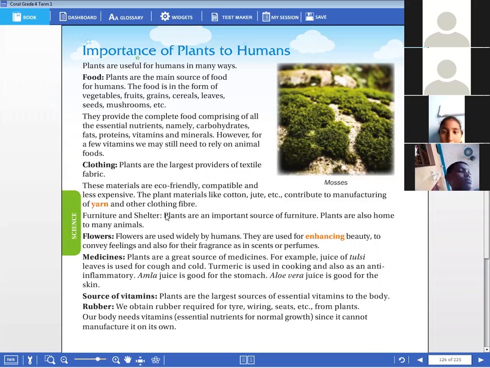They have given examples like tulsi juice. We all have a tulsi plant in our houses. If you eat 2 or 3 tulsi leaves in the morning, you won't get cough and cold. Even if you get cough and cold, it will be cured very quickly. And turmeric is nothing but pasupu. It is used in cooking. Our mamas will use turmeric in cooking, and it is also called anti-inflammatory.